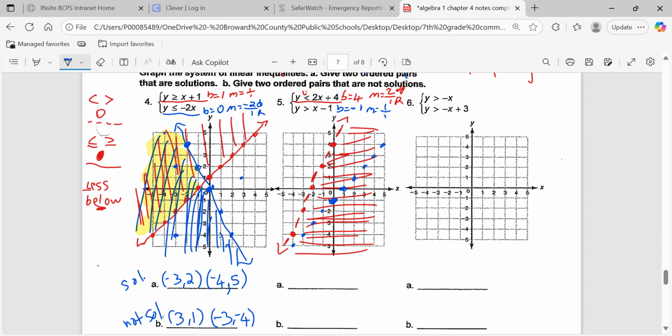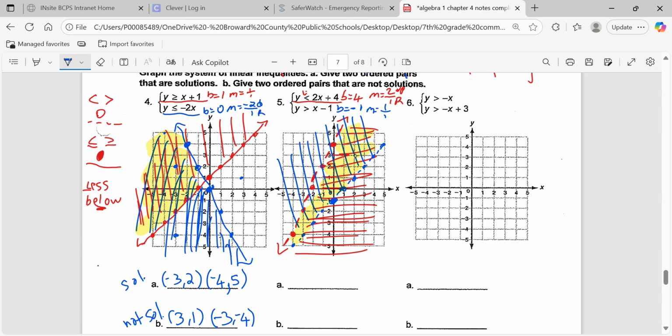All right, so this is a greater than. I know I'm going to have an open line. And then it is greater than, so I'm going to shade above. This tells me that my solution to the system is going to be all the space in between the lines. And the solutions will be anything in here.